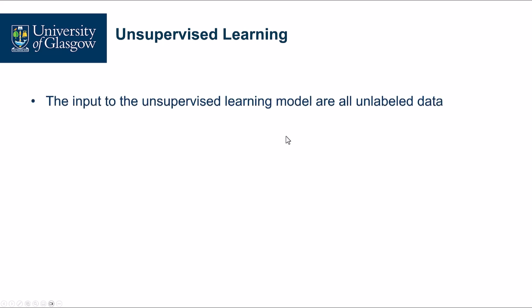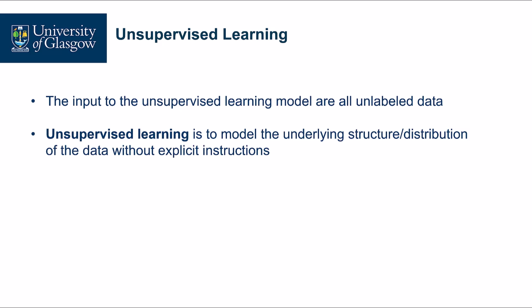So this is a brief introduction to semi-supervised learning. In unsupervised learning, all that we provide is unlabeled data. There are no labels, which means there are no instructions. So the unsupervised learning algorithm models the underlying structure or distribution of the data without guidelines. In this course, we mainly focus on supervised learning. For unsupervised or semi-supervised learning, we only provide very basic knowledge.